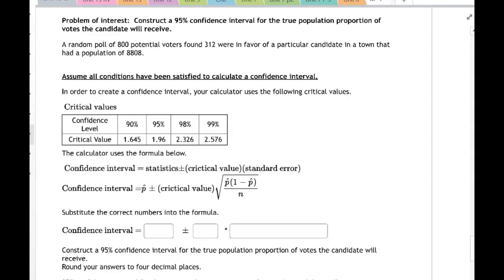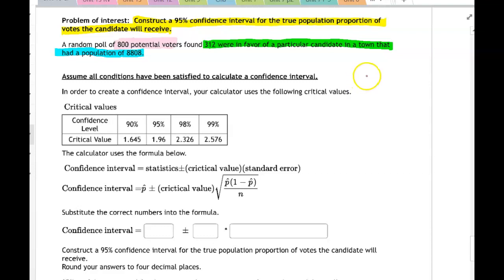Hello, statistics students. The problem of interest here is to construct a 95% confidence interval for the true proportion of votes the candidate will receive. So in this particular problem, we have a random poll of 800 potential voters, and there were 312 in favor of the candidate in that given town. And I do give you the population, but that's not necessary unless you need to check the conditions.